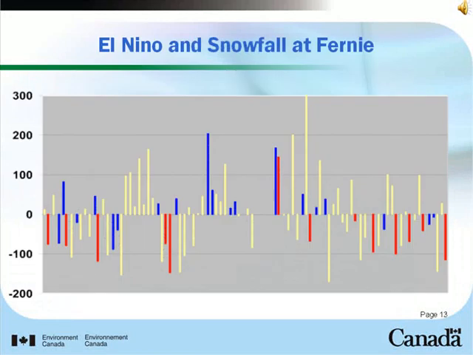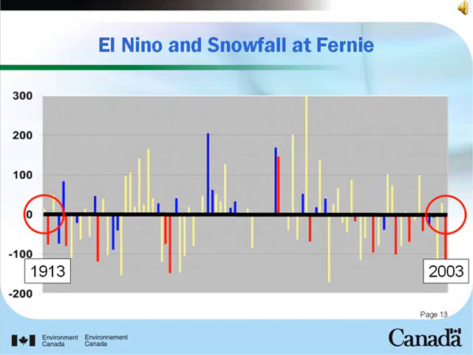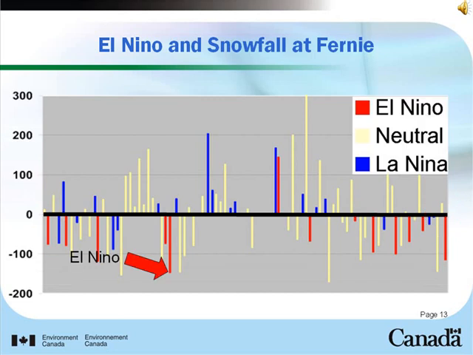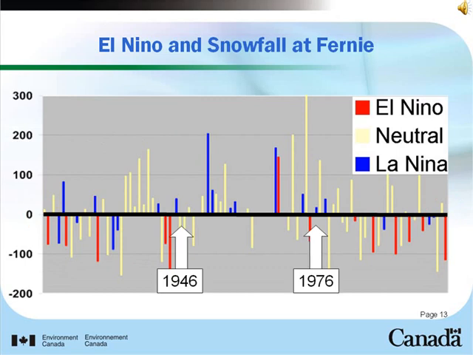This graph charts El Nino and snowfall at Fernie. The departure or difference from normal snowfall is on the vertical axis in centimeters. The black line in the middle represents zero departure from normal, or normal snowfall. The graph covers the period from 1913 to 2003. El Nino years are identified in red, neutral years in yellow, and La Nina years in blue. Recall the important dates of 1946 and 1976.